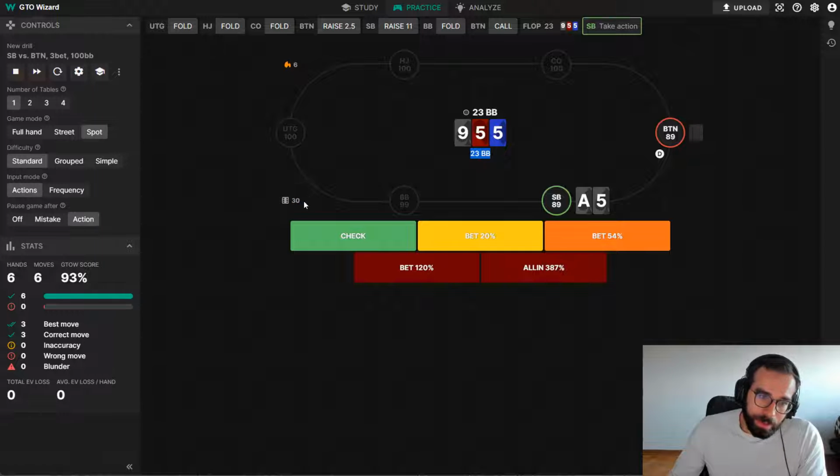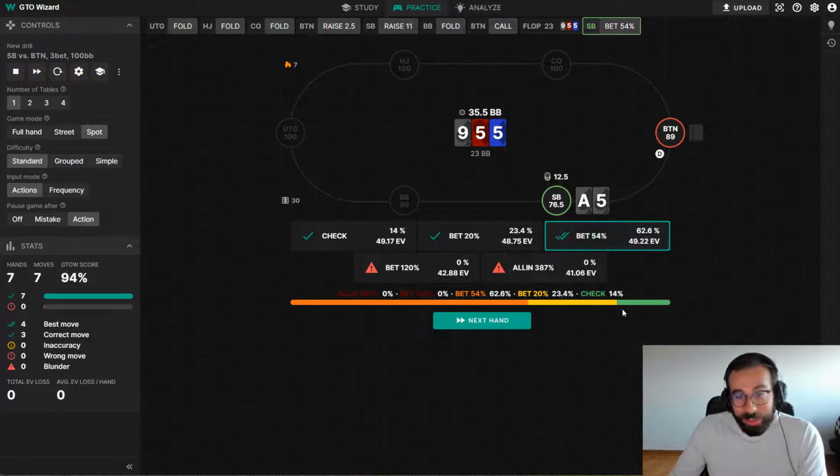And we have 30 on the randomizer, so are we checking ace-5 suited here at least 30% of the times? I'm not sure. I think it's close. Probably not. I think we're betting more than that. But it's gonna be a close one. Maybe it's gonna be like 20% check and 80% bet, but let's see. Maybe I'm wrong. Maybe I'm gonna be surprised here. Yeah, you see, it's just 14% check, and mainly we just bet half pot.